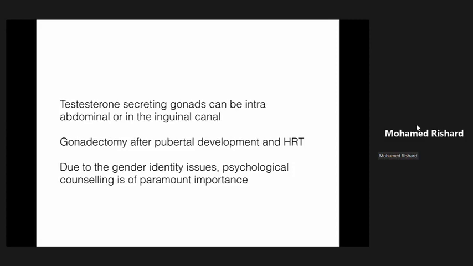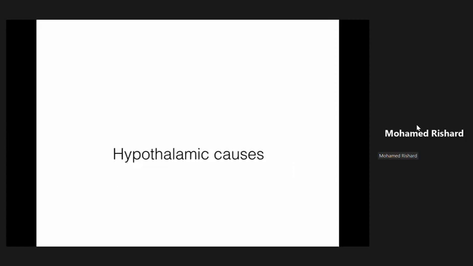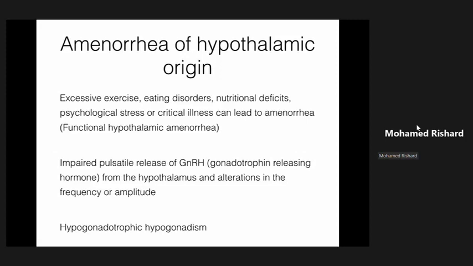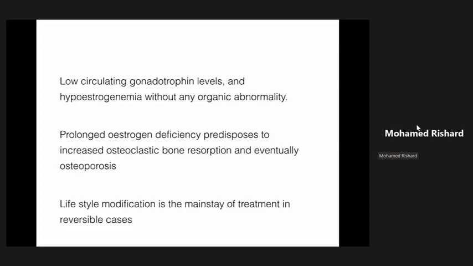Just read about it. I don't think I will be able to cover it in one go in this lecture. Hypothalamic causes of amenorrhea are due to exercise, eating disorders or nutritional deficiencies. As I said, GnRH will be reduced because of impaired pulsatile release, which leads to problems in the cascade of events. So low circulating hormones, this is called hypogonadotrophic hypogonadism. The range of all the hormones, GnRH, FSH, estrogen and progesterone, will be low because of the lack of GnRH.